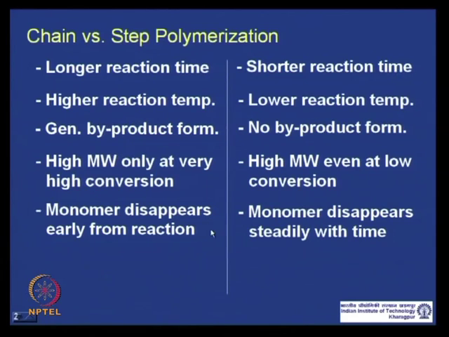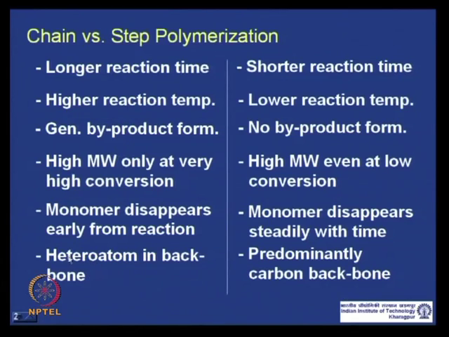In case of step polymers, as you have seen from the earlier pages, the monomers disappear early from the reaction, whereas in case of chain polymers the monomers disappear steadily with time, and as monomers disappear you get high molecular weight chains forming. And typically in step growth polymers you have a heteroatom in the backbone, whereas chain polymers are typically formed with a carbon backbone.